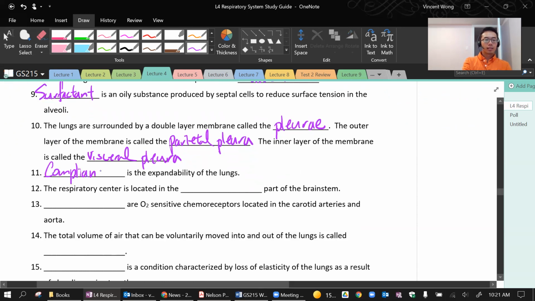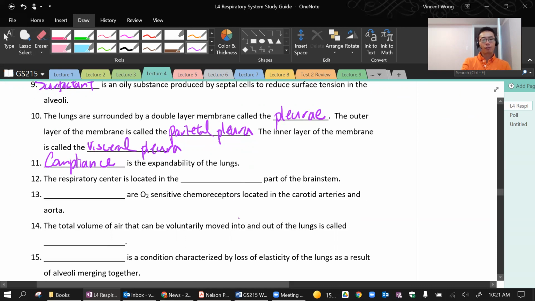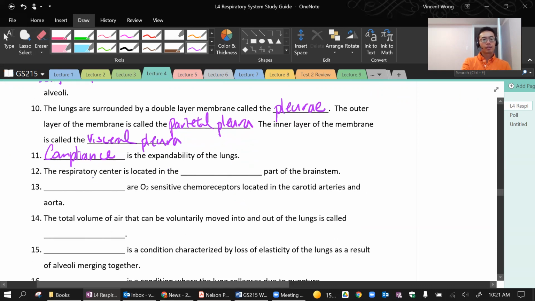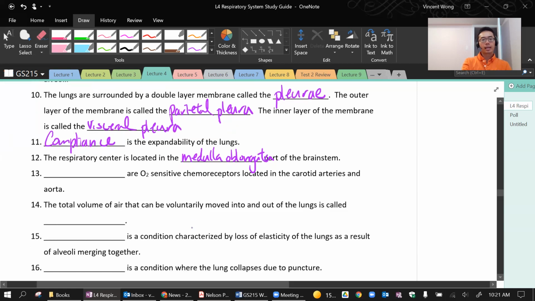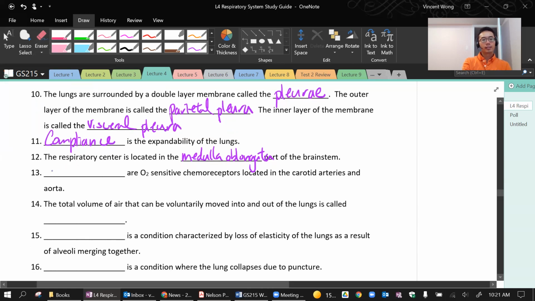Compliance is the expandability of the lungs. The respiratory center is located in the medulla oblongata, part of the brainstem. We'll learn that in more detail next unit. Carotid bodies are O2 sensitive chemoreceptors located in the carotid arteries and aorta.